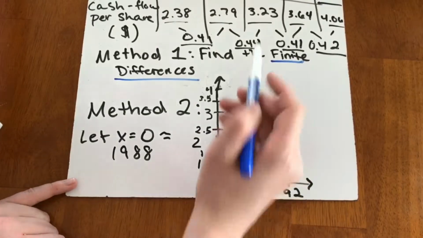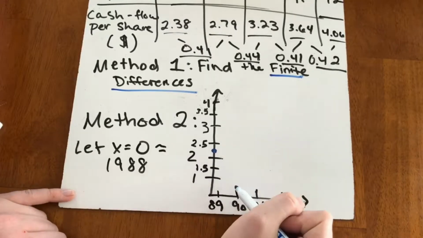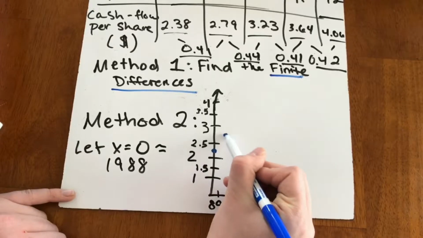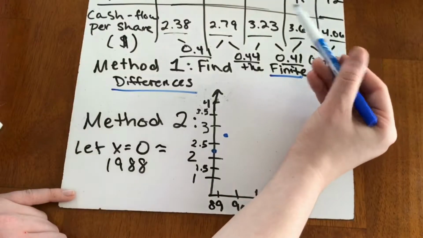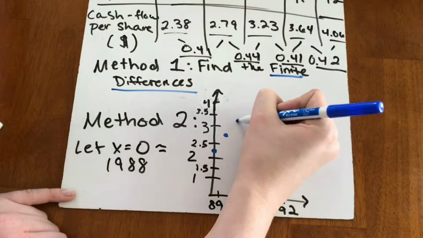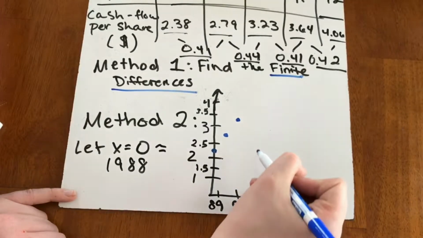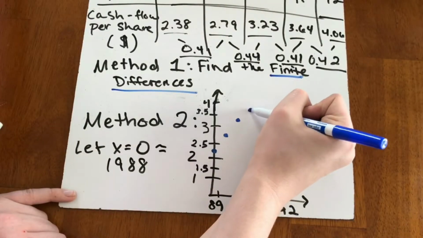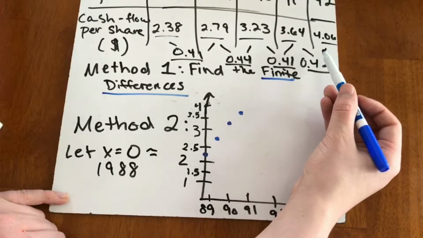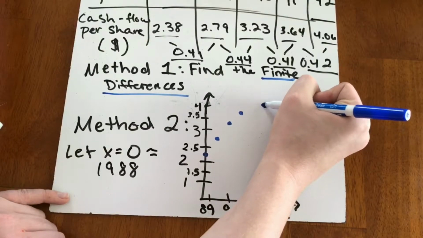Next, we are going to be graphing 1989, which is 279. So, go up a little bit. It's about there. 1990, 323. 323, about there. 91, 364, it's a little bit over that. And then 92 is $4.06. So 4, and then it's just a little bit over the 4.